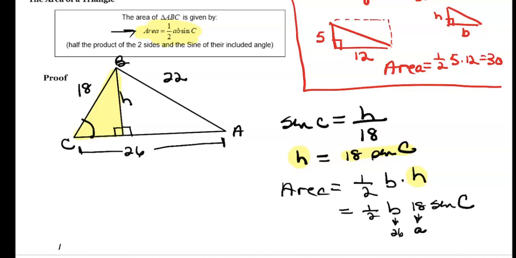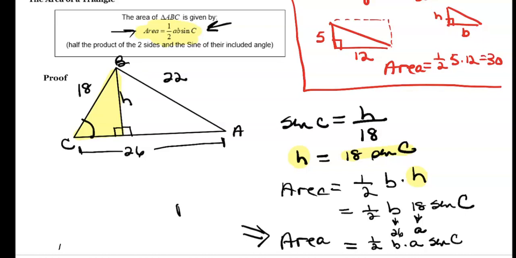Okay, so let's think about this. Let me look at this formula up here, right here, and let's see if we can make these the same. 1/2 B times A times the sine of C. Okay, they match. So really, I can get this entire triangle without having to draw the height in if I use this area formula.